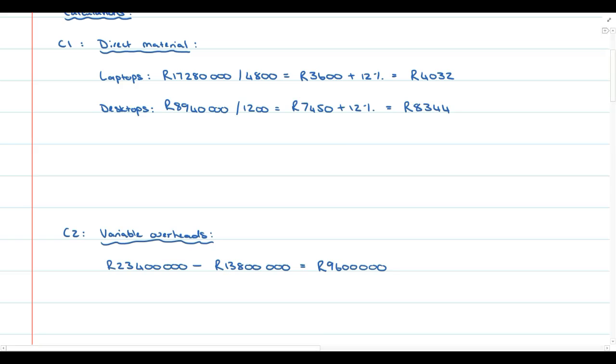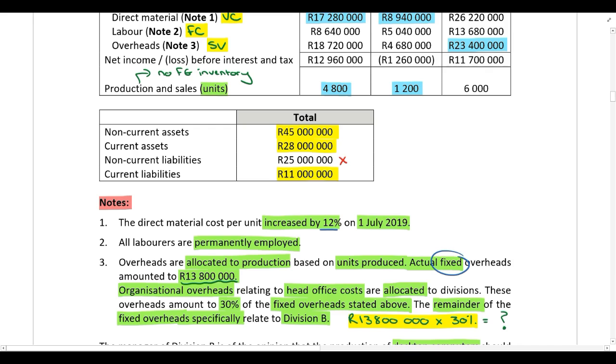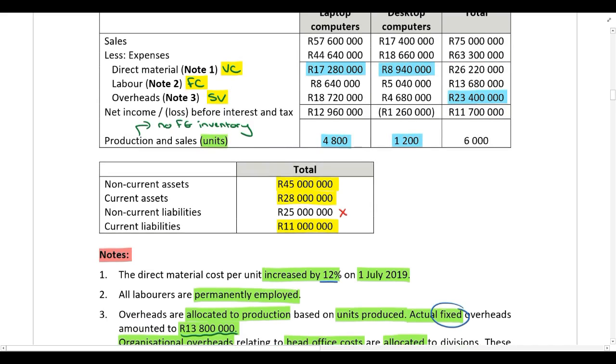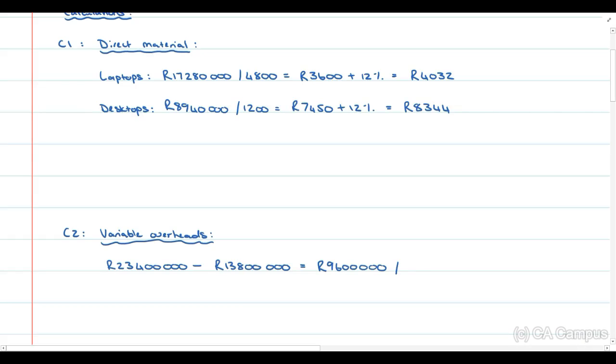performing our calculation. So if we want the variable overhead cost per unit, please just be careful. We are not looking at laptop computers or desktop computers specifically. We are working with the total overhead cost. So we've calculated the total variable overhead that relates to both products. So if you want the variable overhead per unit, you're going to have to divide by 6,000 units. All right, so that gives us 1,600 Rand per unit.